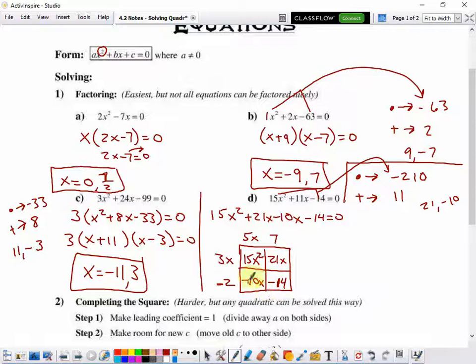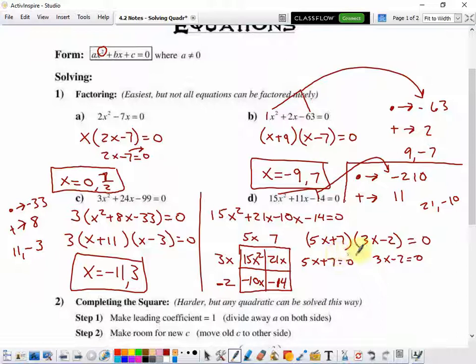So my factored form comes from what I see on this side and on the top here. Doesn't matter which order. 5x plus 7 times 3x minus 2 equals 0. So there's my factored form. Then my two solutions are whatever I get for x when I set each of these two factors equal to 0. 5x plus 7 equals 0, and 3x minus 2 equals 0.